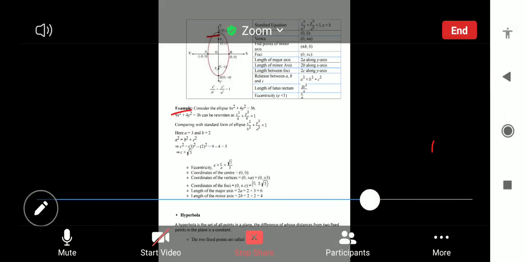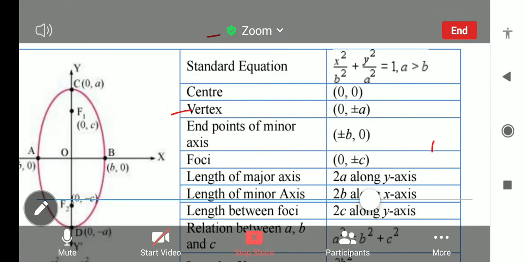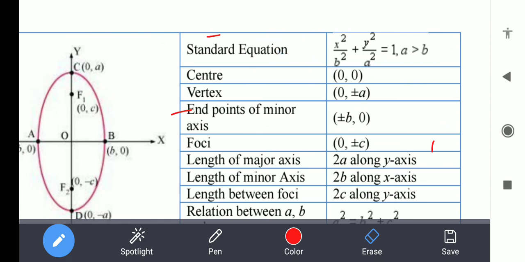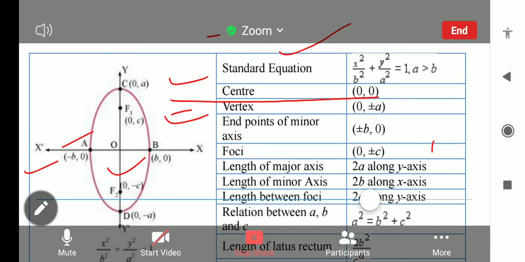Second case, the standard equation is x square upon b square plus y square upon a square, where a is greater than b. In this case, the ellipse's major axis is along the y-axis and the minor axis is along the x-axis. Center is at 0 comma 0. Now the vertices are 0 comma a and 0 comma minus a, because the vertex is present along the y-axis, and the points of the minor axis along the x-axis are plus minus b comma 0.